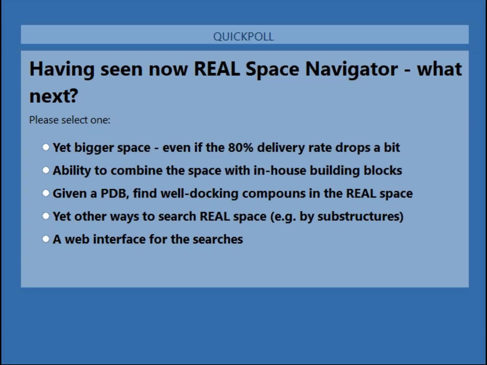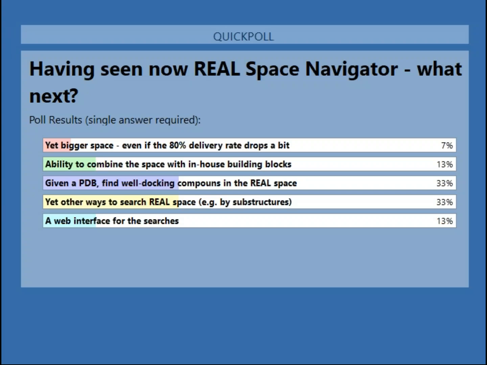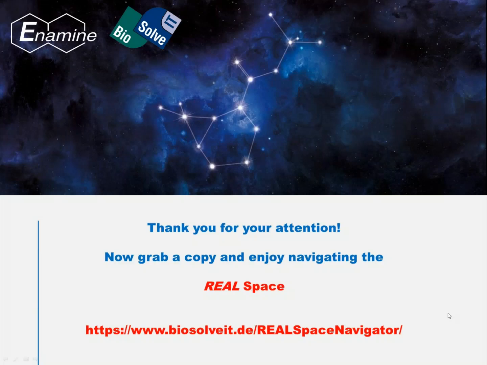So half of you have already voted. I would be happy if some more of you made their clicks. Thank you very much. And I'm going to close this poll in 5, 4, 3, 2, 1. Okay, I close it. And to share the results with you, there's a majority of 2 points, which is an automated workflow of finding different molecules to a given PDB structure, and other ways to search the Real Space with substructures.